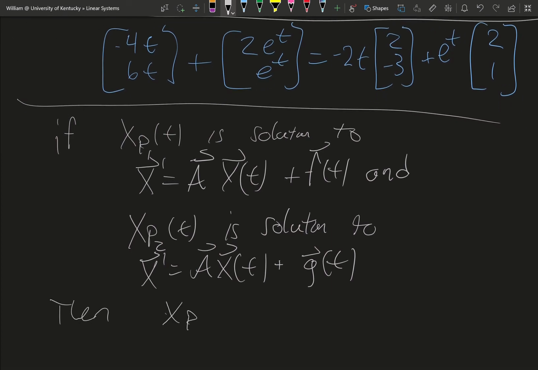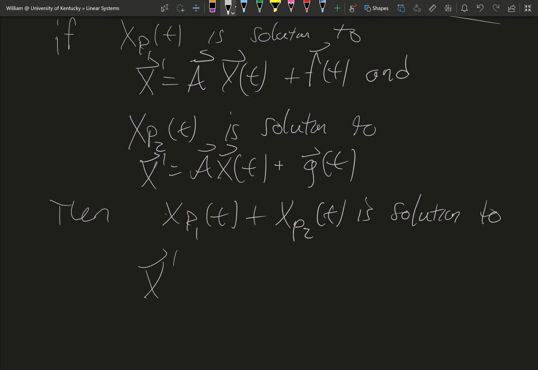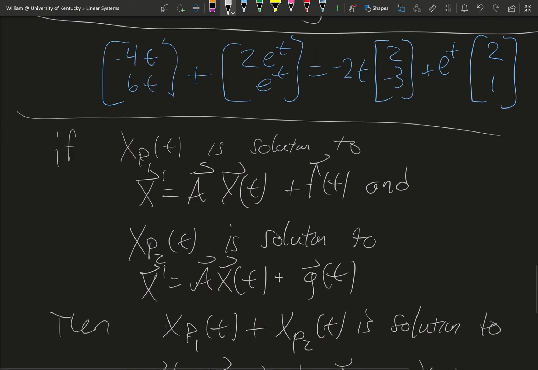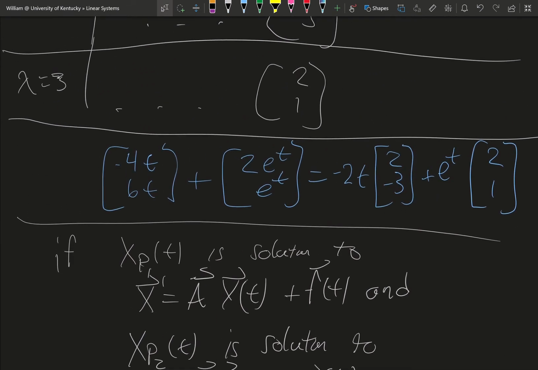Then if I add the two solutions together, right, I get a solution to the same problem, but with F and G added together. So it's that same principle of superposition that we saw in part 2 of this class. And we're going to use it again. Okay. So because of this, though, we're going to split it up into two parts.